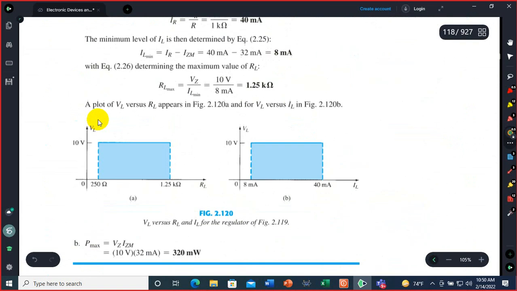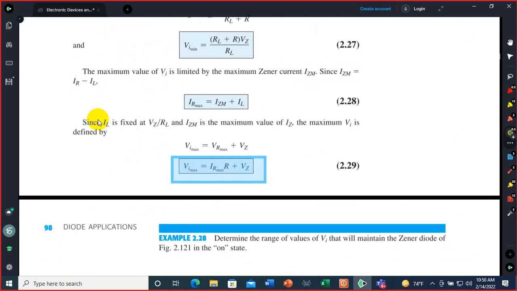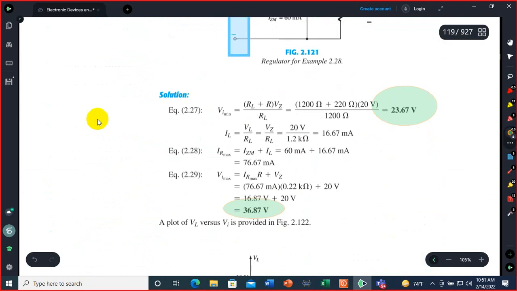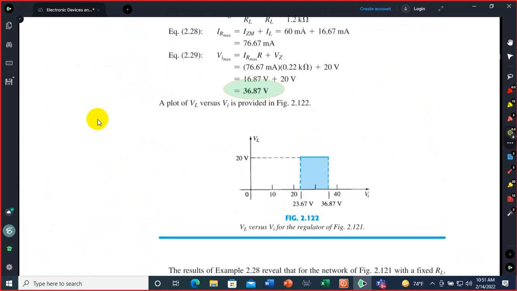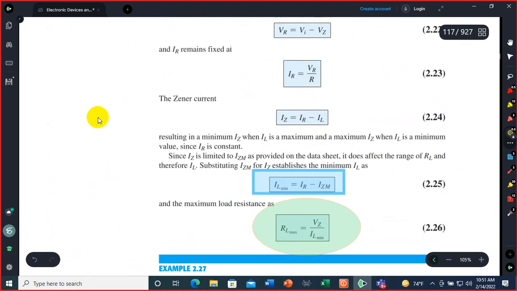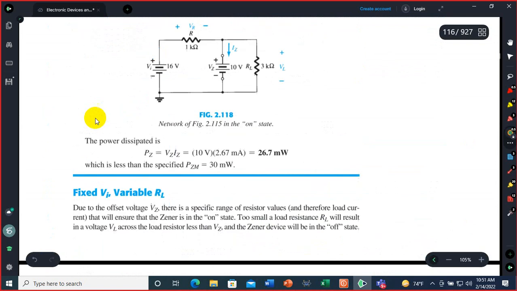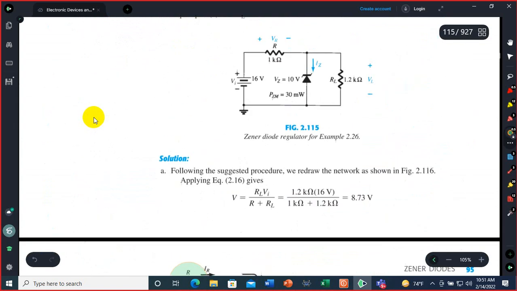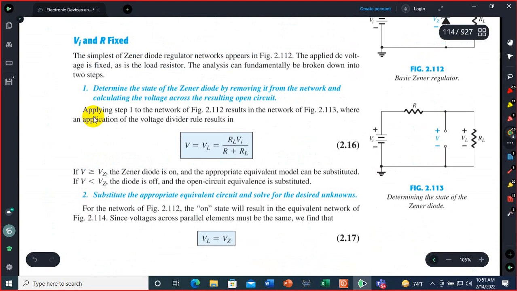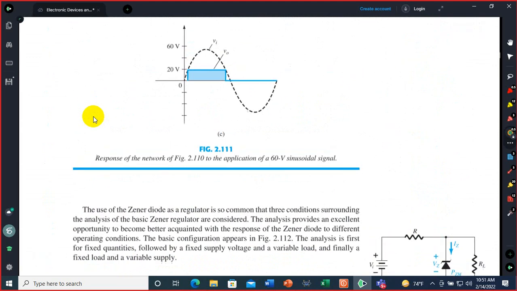So that's all for zener diode analysis. Do you have any questions? Calculation of the minimum and maximum values of the source voltage and load resistance is very important. So that's all for the zener diode analysis.